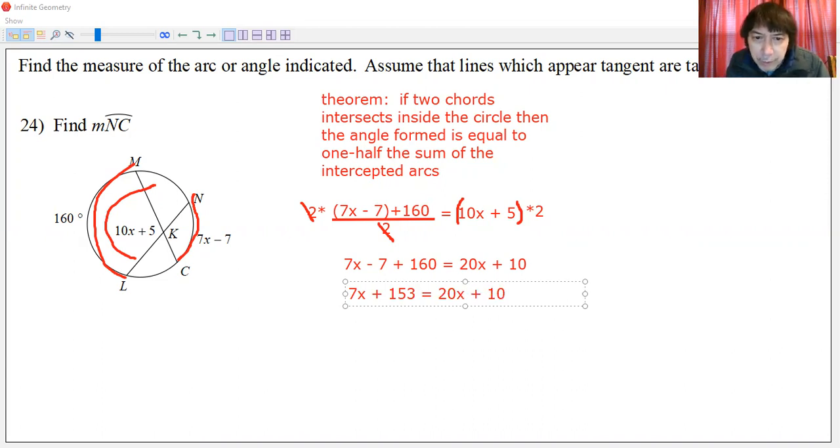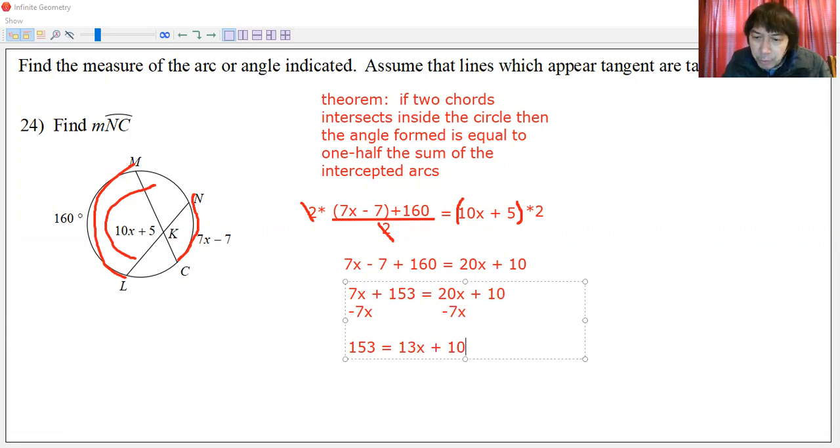Okay, combining like terms, we subtract the 7x on both sides. All right, so what do we get there? We will have the left side 153. The right side becomes, how much is that? 13. Yes, 13x plus 10.